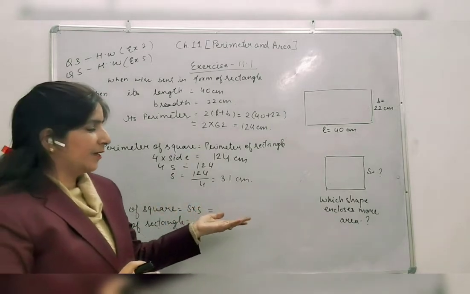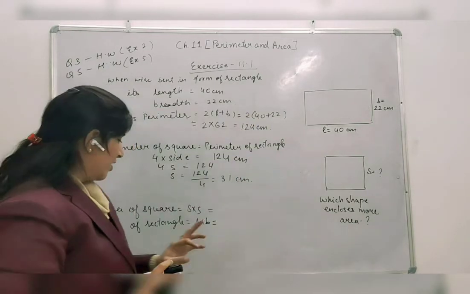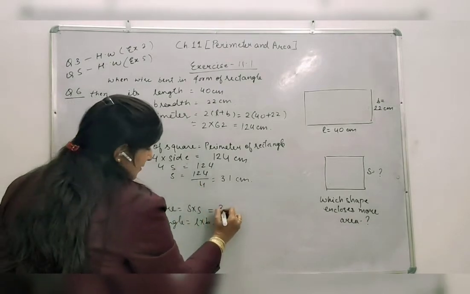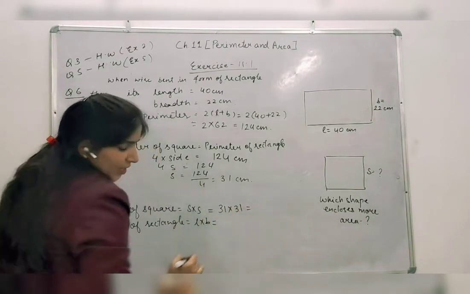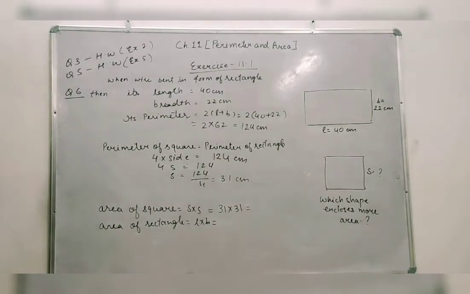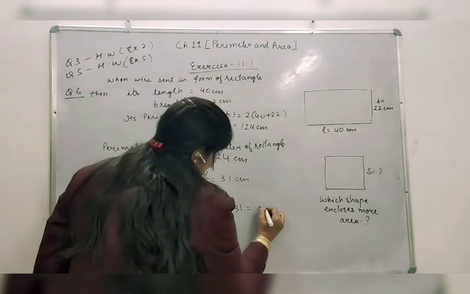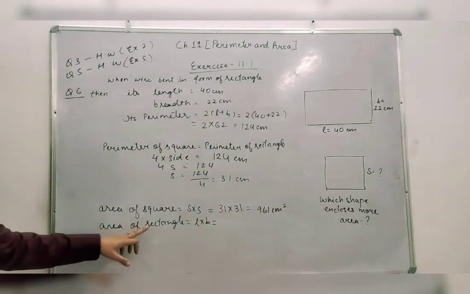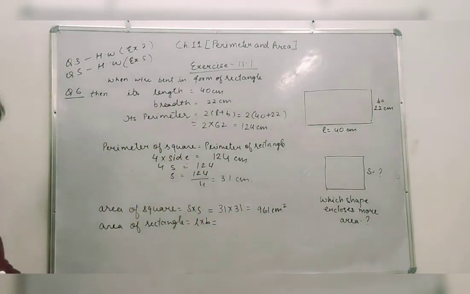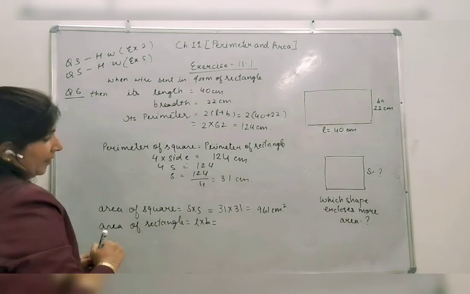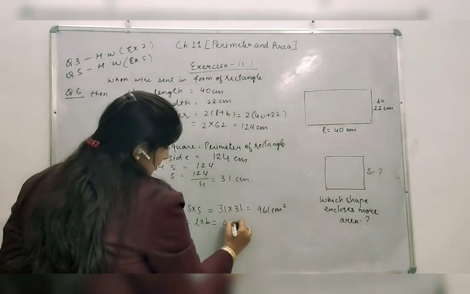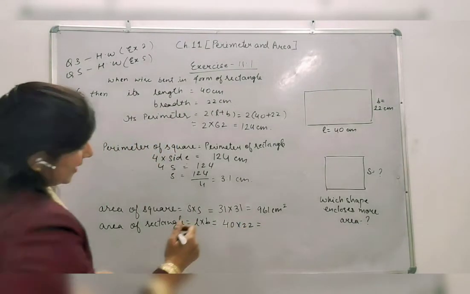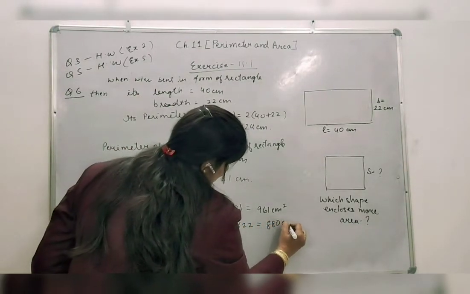With the help of side only we can find out its area. Now area of square is side into side, that is 31 into 31. So after solving, the area of the square will become 961 centimeter square. Now area of rectangle we also need to find out to solve the second part, that is length into breadth. What is the length given? That is 40, and breadth is 22 centimeter. So after solving we'll get 880 centimeter square.